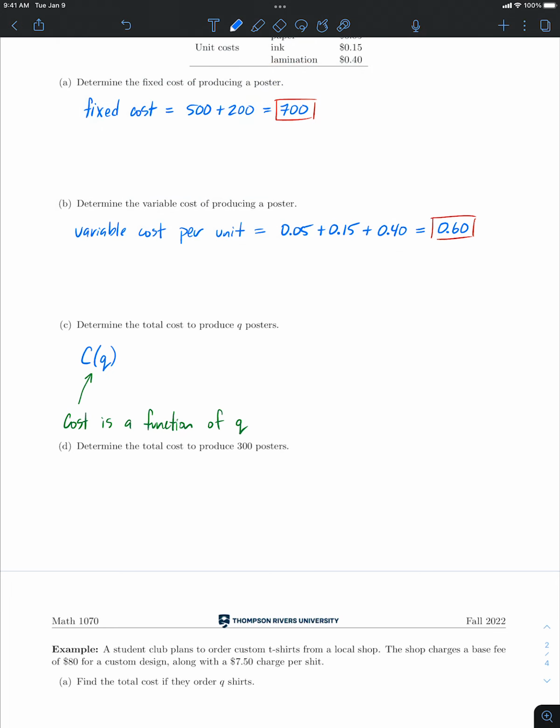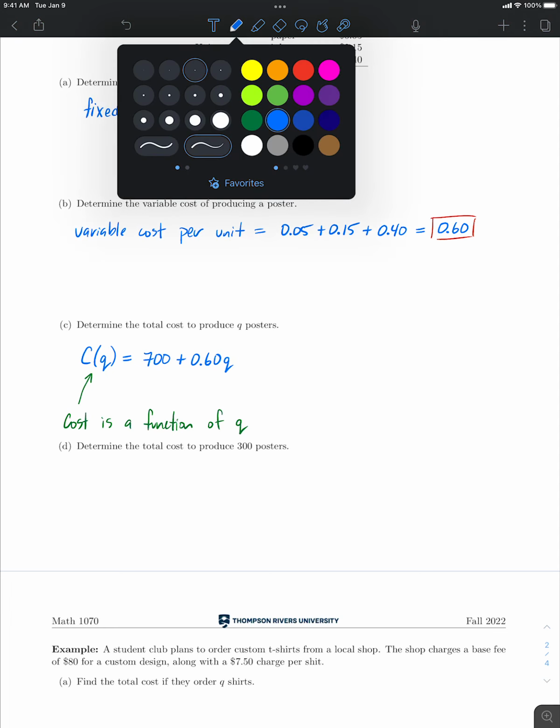Okay, so, well, remember what the total cost is? It's just your total fixed cost plus your total variable cost, right? So our fixed cost is $700, and then our variable cost is 60 cents multiplied by the number of units we actually produce. So we'll have 0.60, that's the 60 cents, and it's multiplied by Q, which is the number of posters that we actually produce. So that is your cost function.